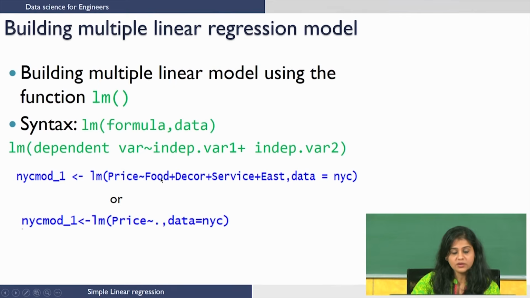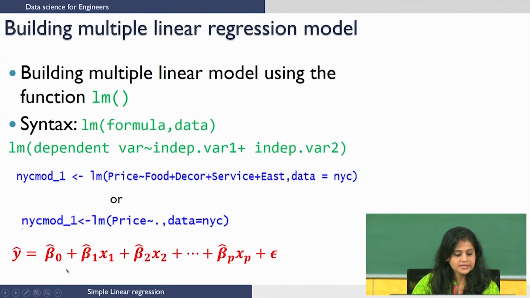If you are going to give all the input variables for regression, then you can go with this, but if you have a subset of variables that you want to build a model with, then you can specify the variables separated by a plus sign. Just to reiterate, this is the form of my equation. So, now let us go and see how to interpret the summary.